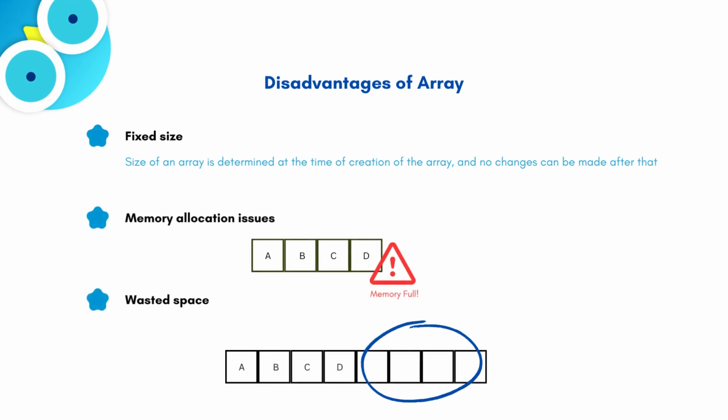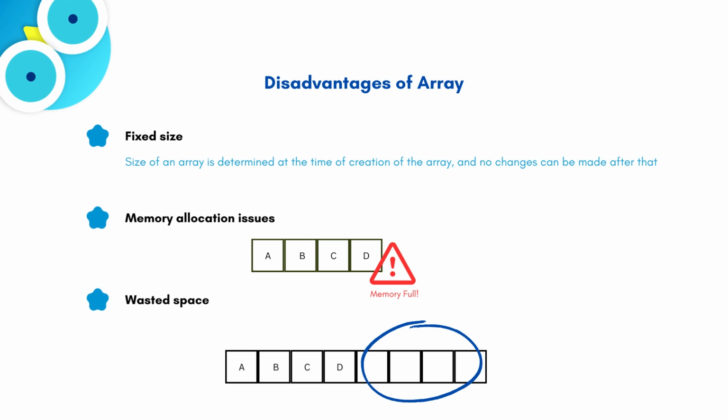element. Coming to the disadvantages, arrays have a fixed size that is determined at the time of creation of the array, so no changes can be made after that. Though using arrays reduces memory fragmentation, it is also problematic to allocate a large amount of memory to large arrays, especially in computers with limited memory.